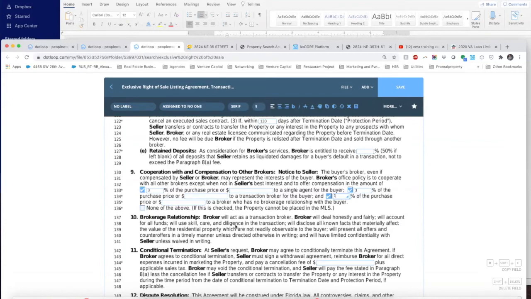Brokerage relationship. Broker will act as a transaction broker. Again, we are a transaction brokerage. We act as transaction broker. It's very important that whenever you prepare documents, you prepare them as a transaction brokerage.